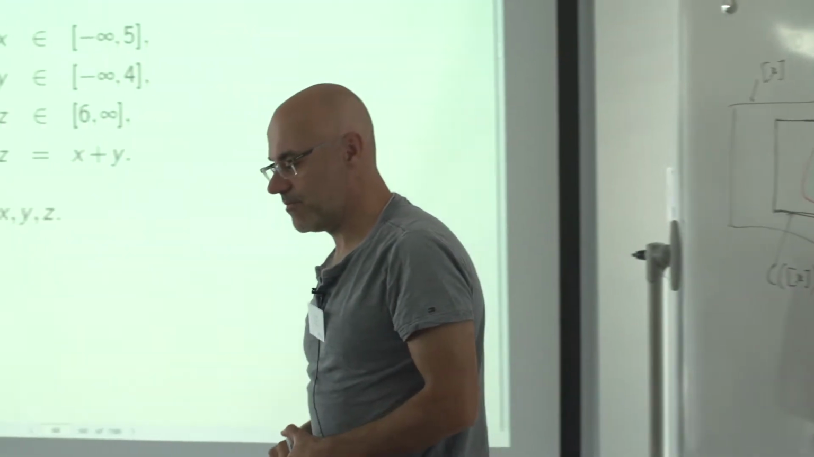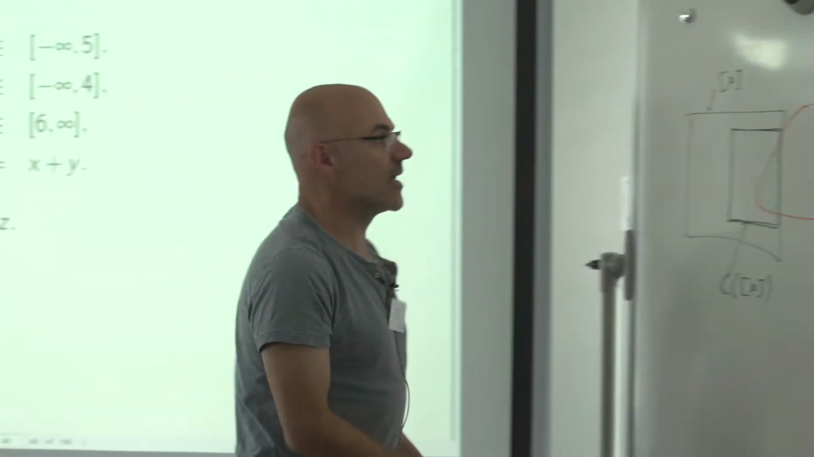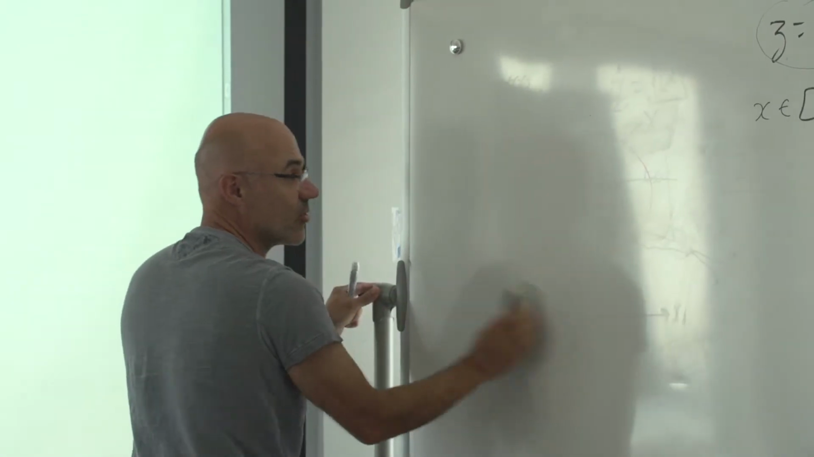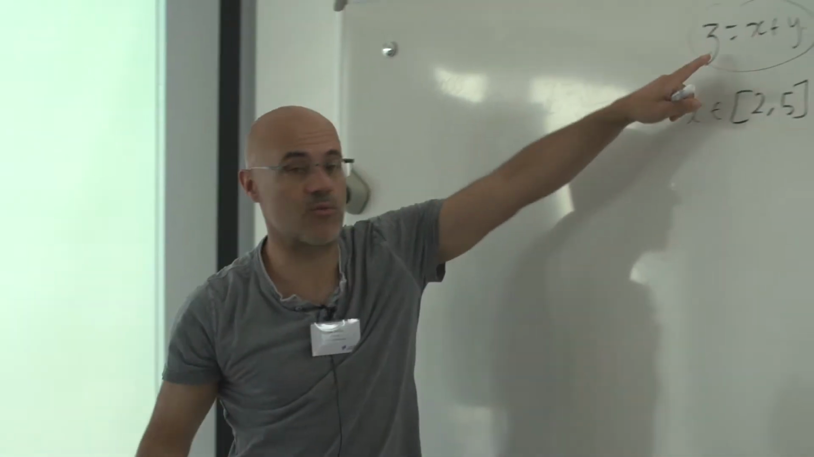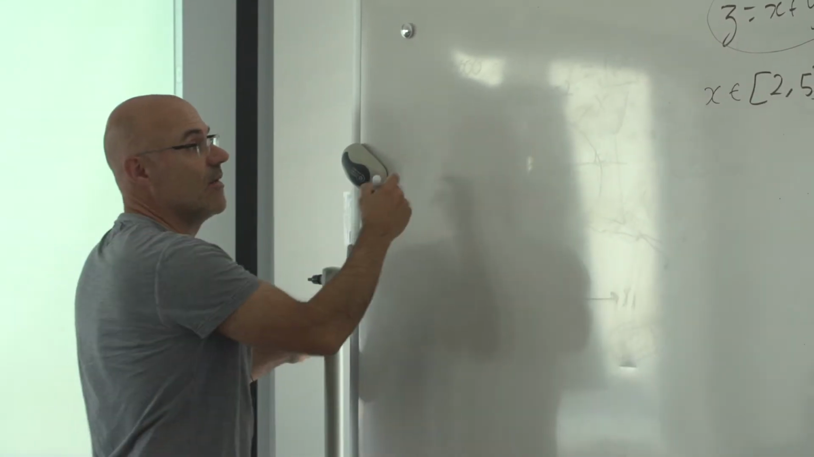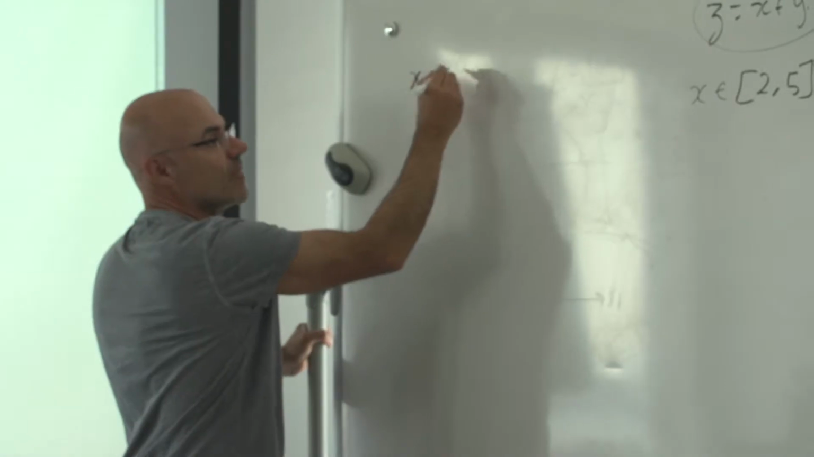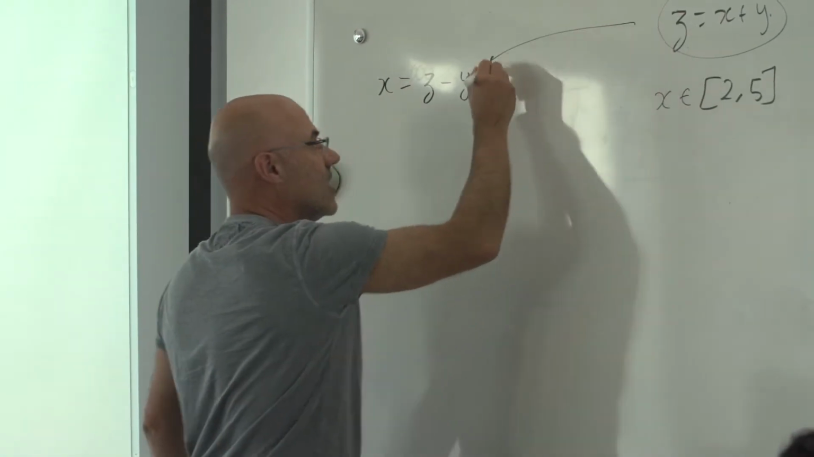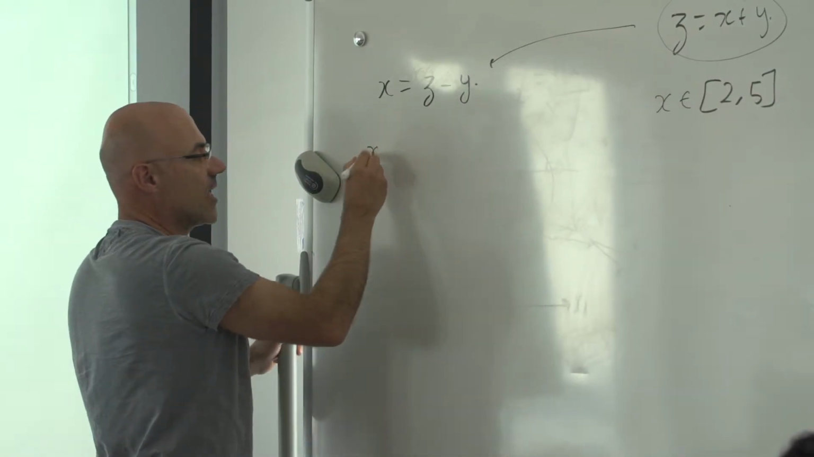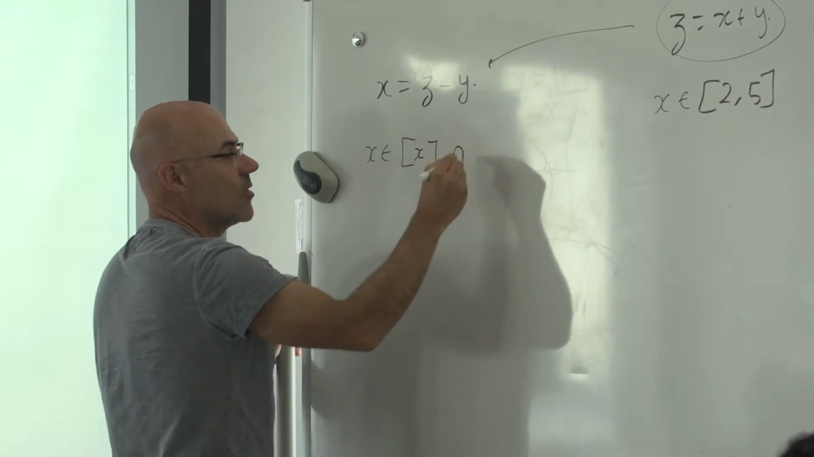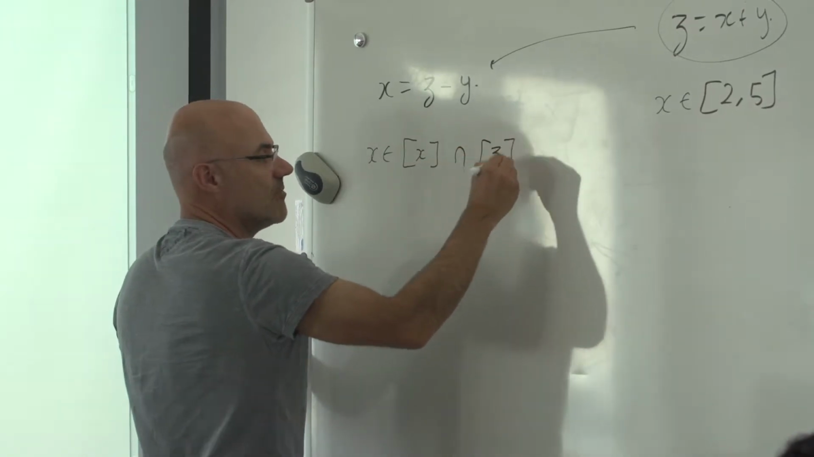Everybody agree with this? So how can I prove it? So how can I build a contractor? Now I am building a contractor associated with this equation. So how can I do it? The method is very simple. I isolate x. From this equation I obtain this. And I conclude that x belongs to x, but also belongs to z minus y.